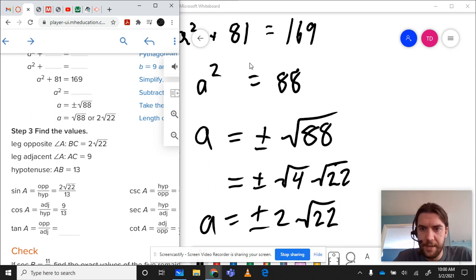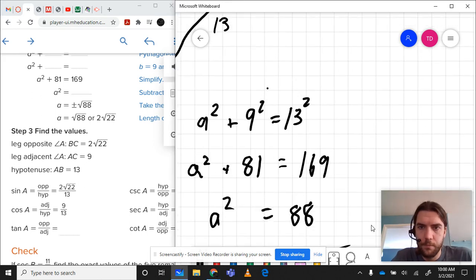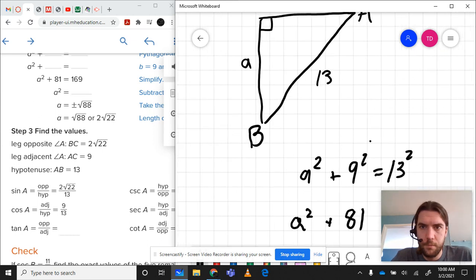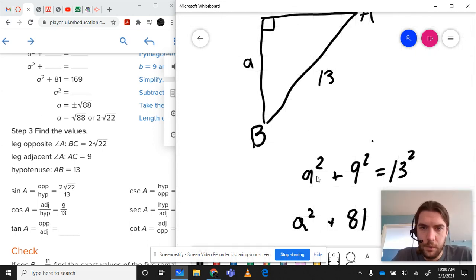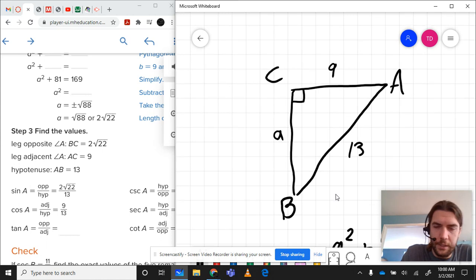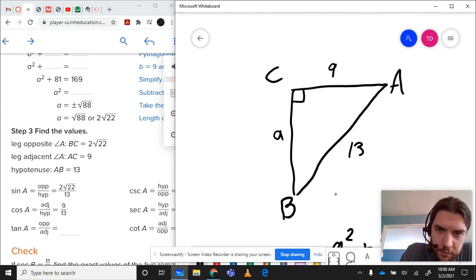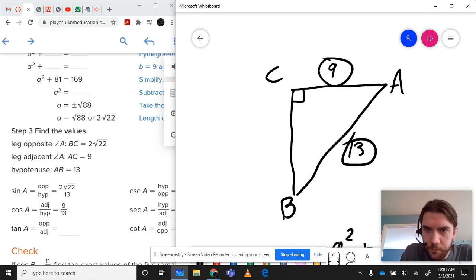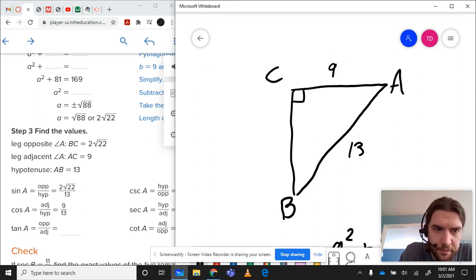So we can add that to our picture up top. Since we are dealing with a physical object with a physical size, I'm not going to say plus or minus, because all these lengths are positive values. So we're just going to say positive 2 root 22.